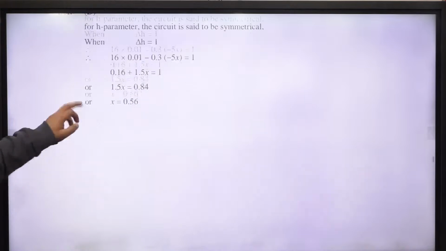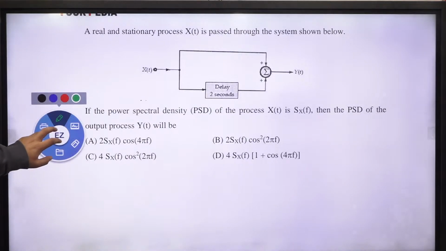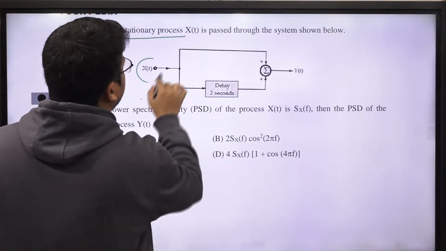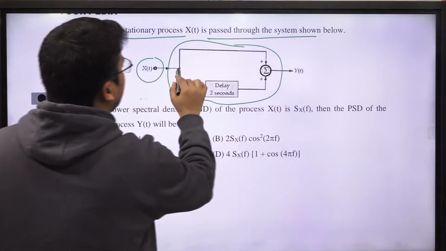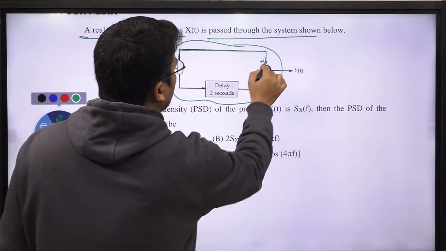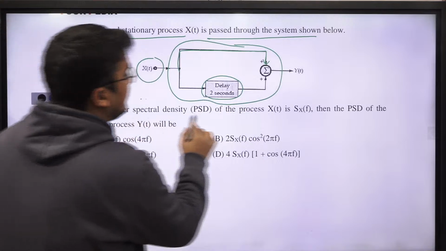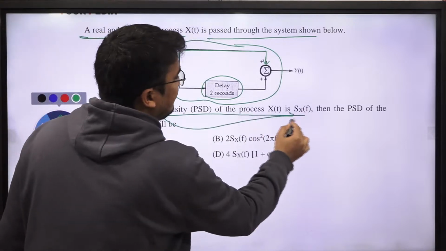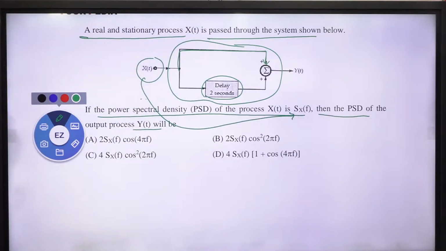Now, the next question is, guys, here. Again, this question is from communication. Very straightforward question. A real and stationary process x of t is passed through the system. This is the given system, right? In the system, in one way it's going straight to the output, and the other way there is a delay of 2 seconds. If the power spectral density of the process x of t is S_x of f, then what will be the power spectral density of y of t? Tell me the option out of 4, please. Come up.